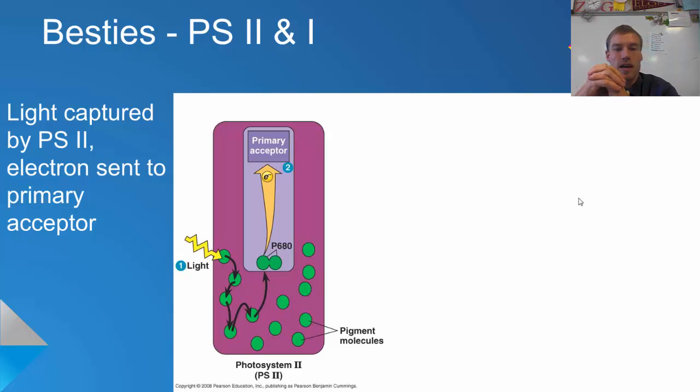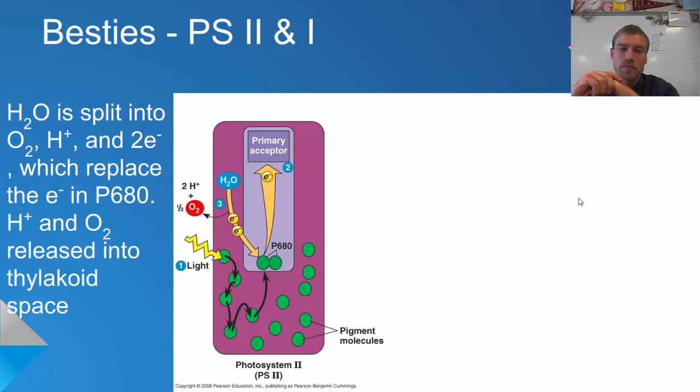So they are going to work together, okay? This process requires both of them. What happens is that light is captured by the photosystem 2. The electron is boosted up to its primary electron acceptor.